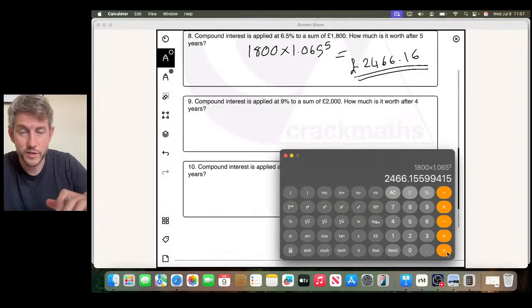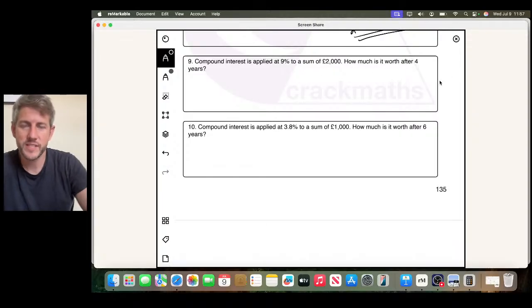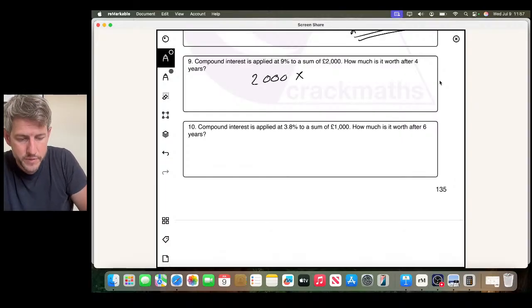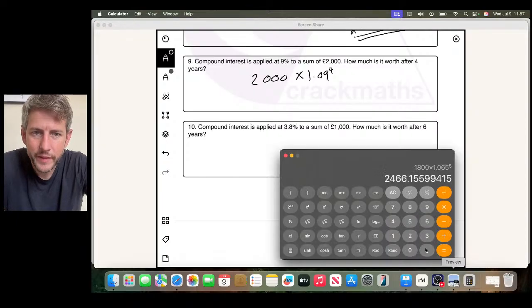Okay, and then we've got question 9 here. And it says, compound interest is applied at 9% to a sum of £2,000. How much is it worth after 4 years? So we're looking at 2,000 times 1.09 to the power of 4. Okay, so here we go. We've got 2,000 times 1.09 to the power of 4.